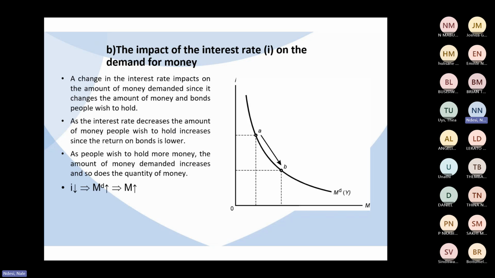Now that we explained that by words, we can also represent it by chain of events: a decrease in interest rates leads to an increase in demand for money, as well as an increase in the quantity of money.